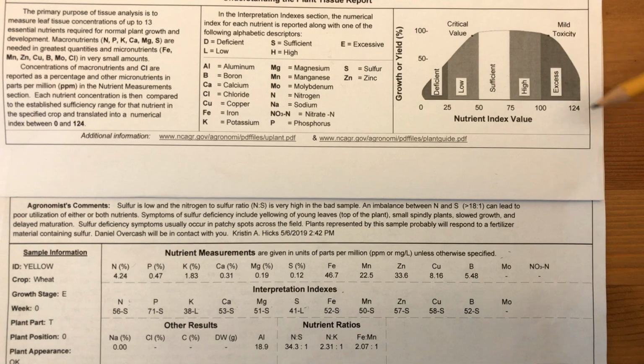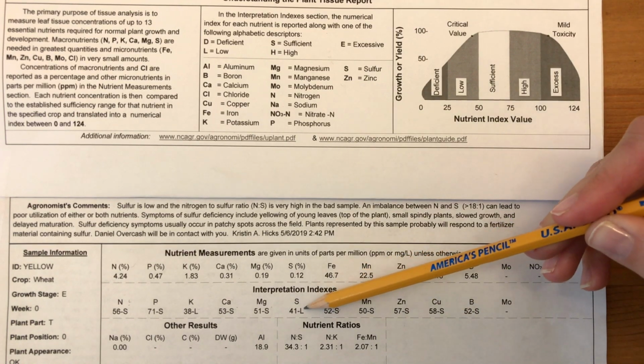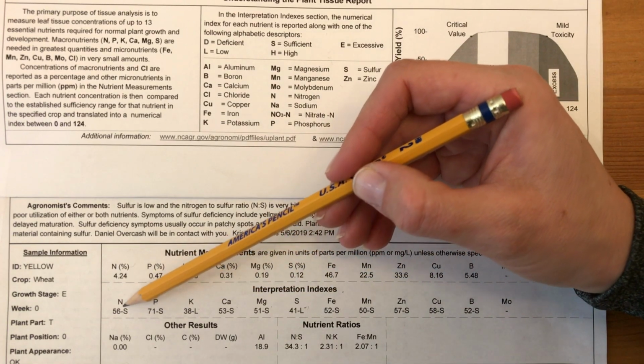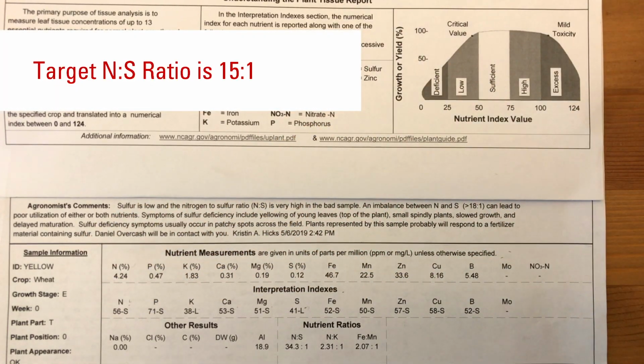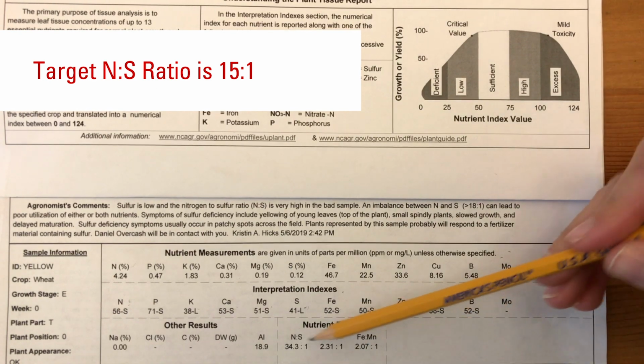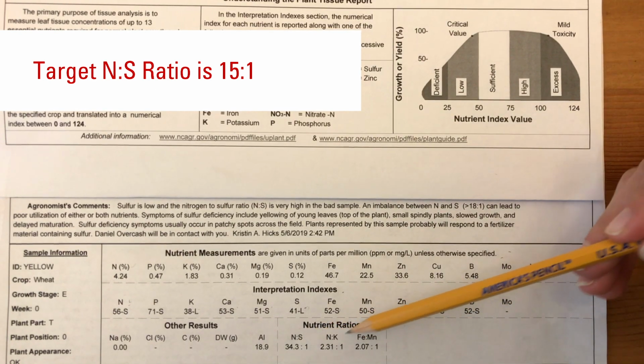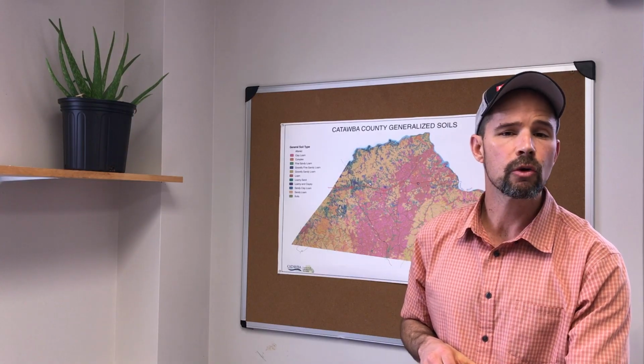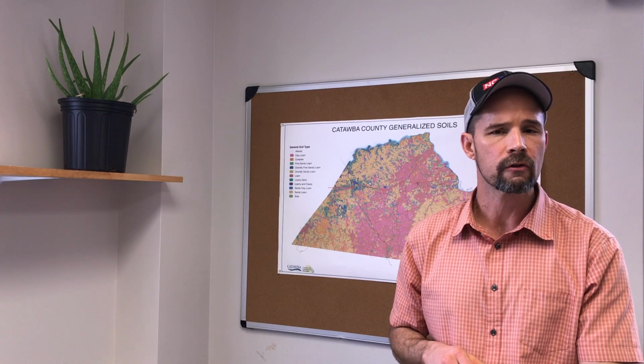And so you can see sulfur is at a 41, which is low, and our nitrogen is at a 56, which is sufficient. If we look at our nitrogen-sulfur ratio, it's 34:1. So what that tells us is there is not enough sulfur for our wheat crop to fully utilize the nitrogen. So thanks to our tissue analysis, we know that we're low on sulfur.